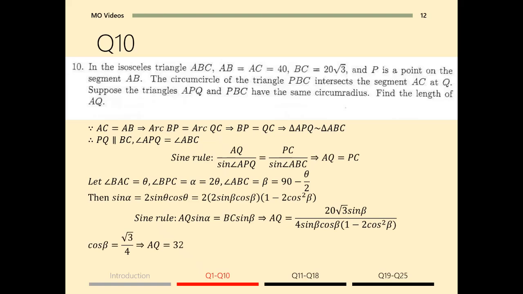Cosine beta is root 3 over 4. So once you cancel the sine beta from that expression and substitute in cosine beta equals root 3 over 4, we have AQ equals 32. So therefore, final answer 32.